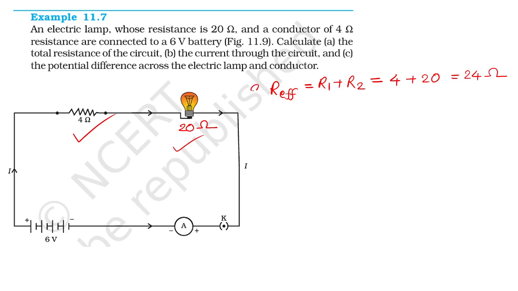The first part is a very simple question. Part A is over: the effective resistance. Now I am going to discuss the second question: the current through the circuit.